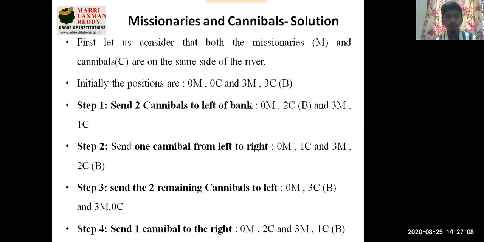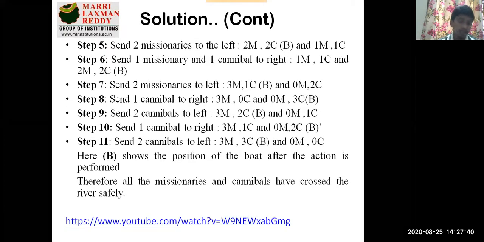There are n number of such tasks which we can try to address with respect to AI. Here is the step-by-step solution we have. I'll definitely share these slides once I complete my class, so don't worry about notes. You need to try in your own way. Before looking at the solution, try to apply whatever you know about this game and give solutions. Here we have a standard 11 steps, but you may get n number of steps, because initially you will solve it in n number of ways.